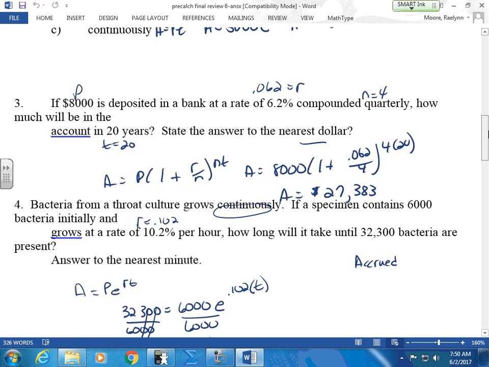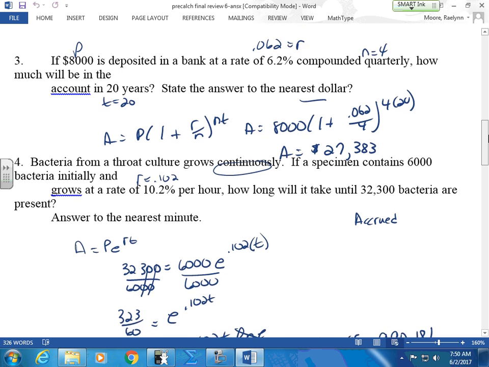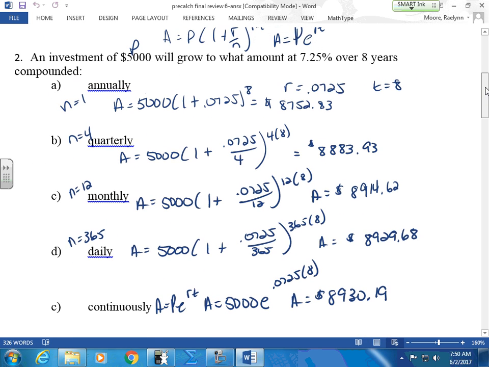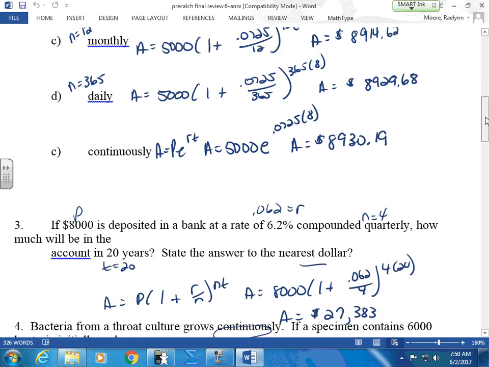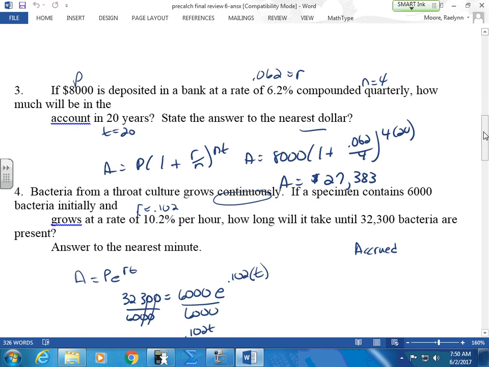Was that the only 2? N is how many times you compound. So if it's quarterly, my N is a 4. I put it 2 places, here and here. Know that formula. I gave you that on your formula packet. What was your next one? 3? Okay, almost the same thing, right?